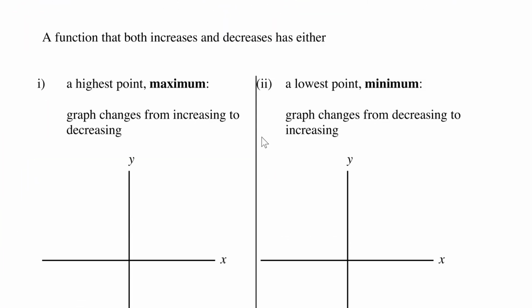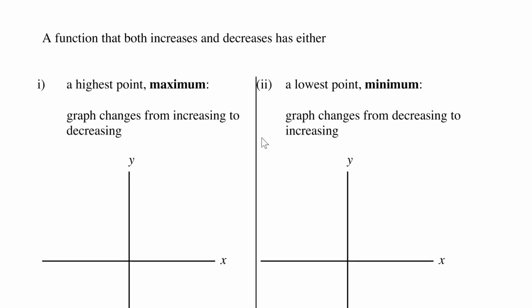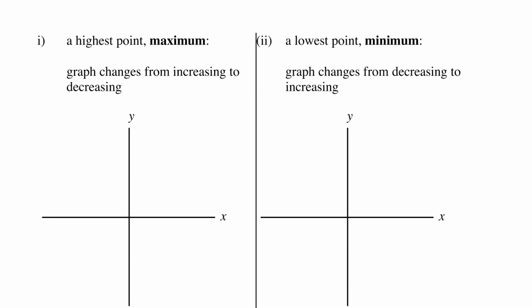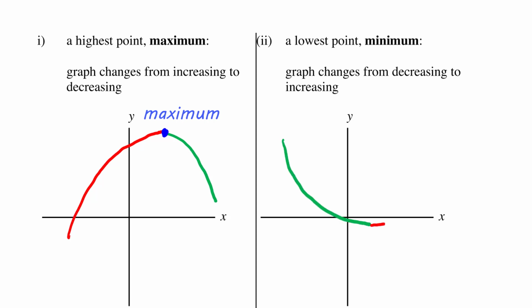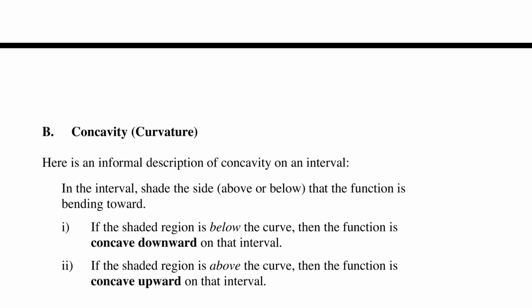When we have a function that both increases and decreases, either we get a highest point called a maximum, as you see here. It will increase to a certain level, then decrease, there's the maximum, that single point. Or we might get a lowest point where the graph decreases first and then increases, and that's called a minimum. We'll find that sine and cosine have maximums and minimums, called maxima and minima. We'll talk about that later.